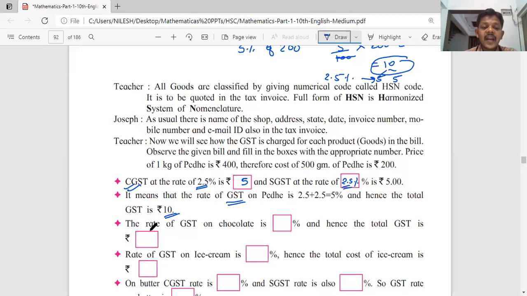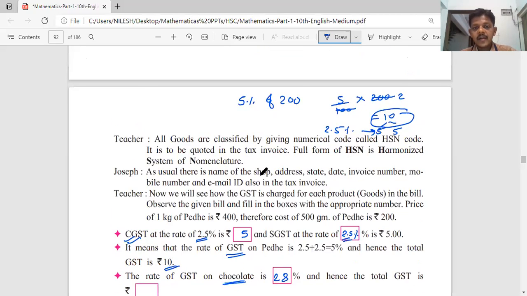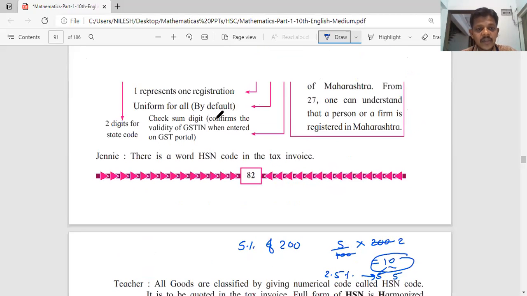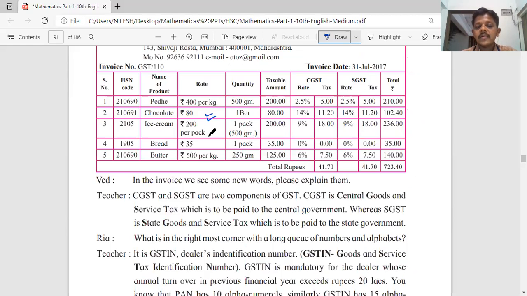Yes, sir. Now, the rate of GST on chocolate. How much is the rate of GST on chocolate? 28%. And hence, now tell me, chocolate is of how many rupees they have said over here? Let me check. 80 rupees chocolate. So what do we have to do? 28% of 80. Yes or no, children? Yes, sir.